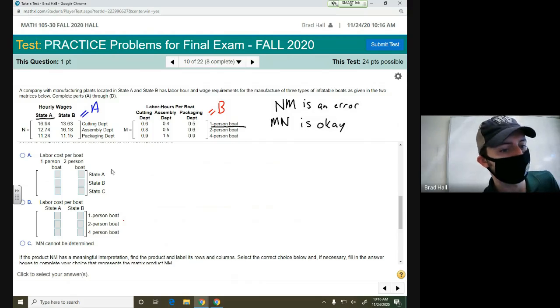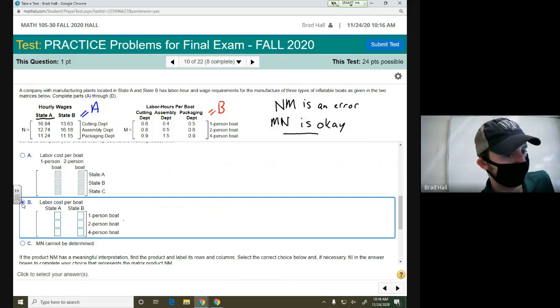So one easy way to determine which one we fill in is that there's one-person boats, two-person boats, four-person boats, but the top matrix only has 1 and 2 person. As for matrix B, which has all 3 of them, 1, 2, and 4 person.